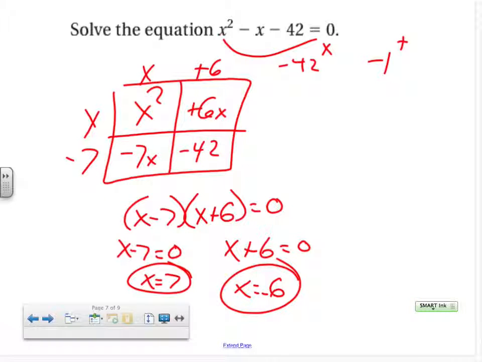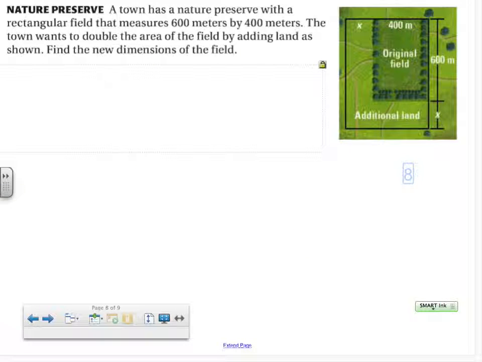It's factoring. It's what we've been doing the last couple of days. Let's try another one. All right? A town has a nature preserve with a rectangular field that measures 600 meters by 400 meters. The town wants to double the area of the field by adding land as shown. So they want to take what they got and just add the uniform distance all the way around. Find the new dimensions of the field.